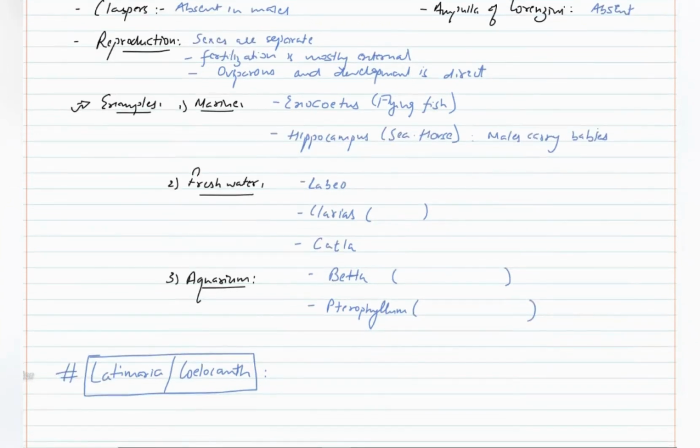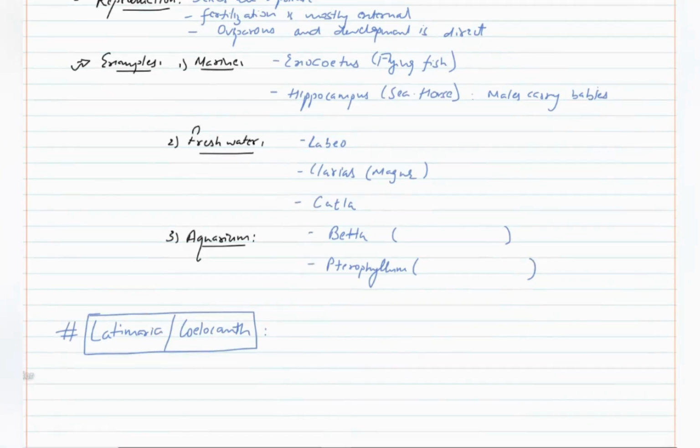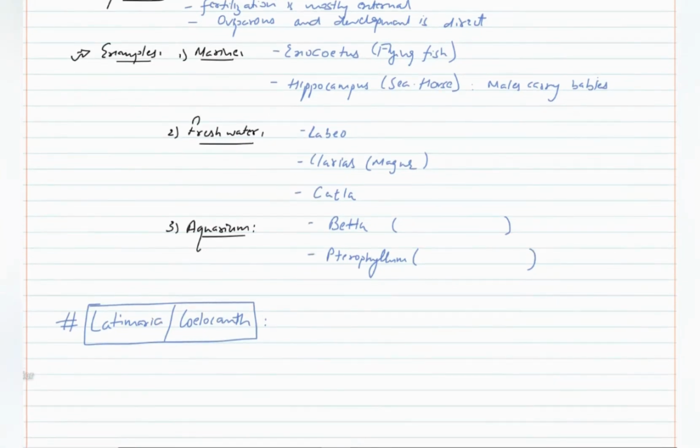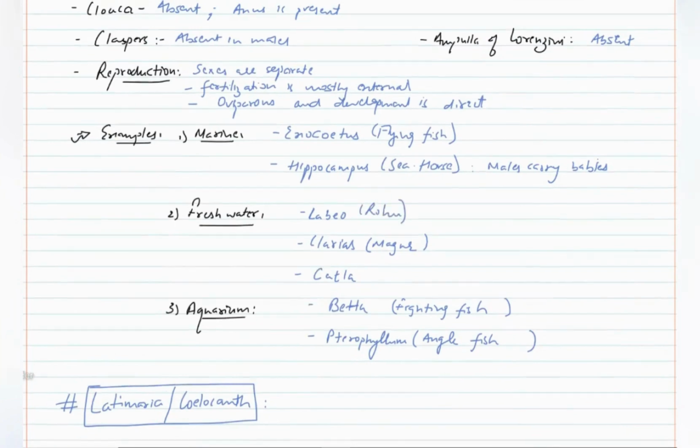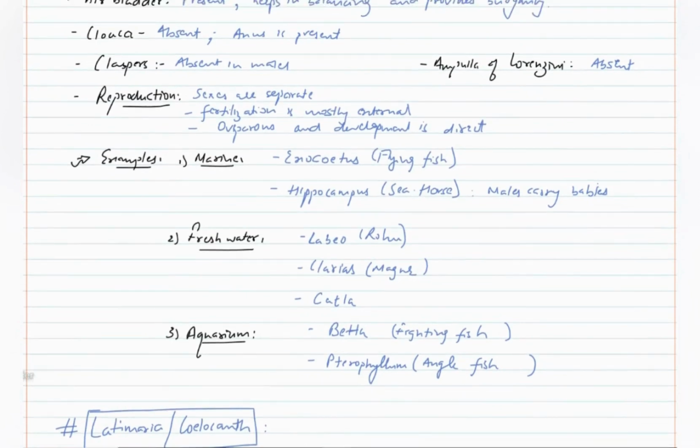Labeo is an example of freshwater fishes. Clarias, also called magur, is a freshwater fish, and Catla is also a freshwater fish. Now in aquarium fishes we have Betta, which is also known as fighting fish, and Pterophyllum, known as angelfish. Labeo is also known as rohu. Labeo, magur and catla are commonly consumed fishes.